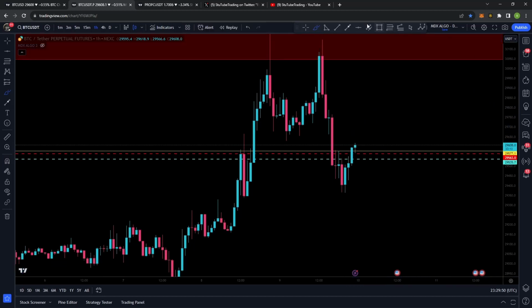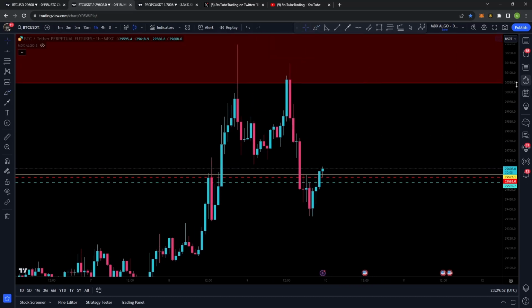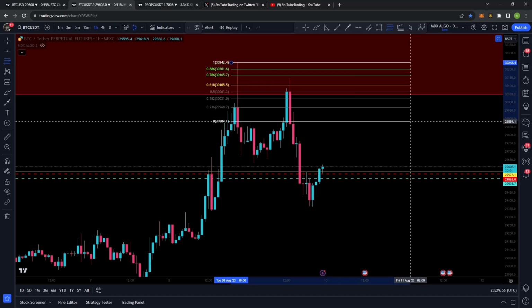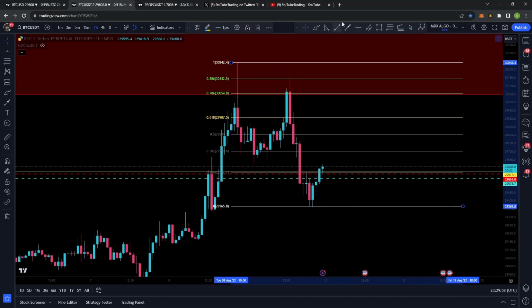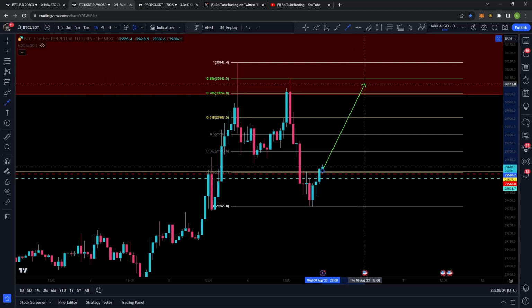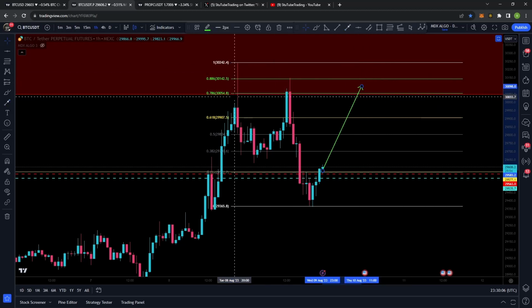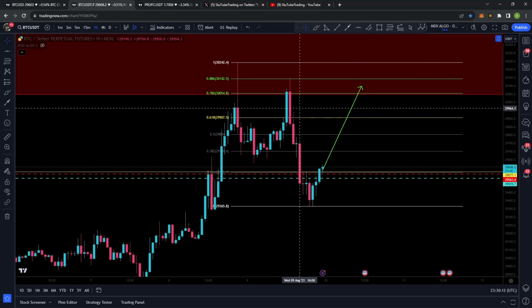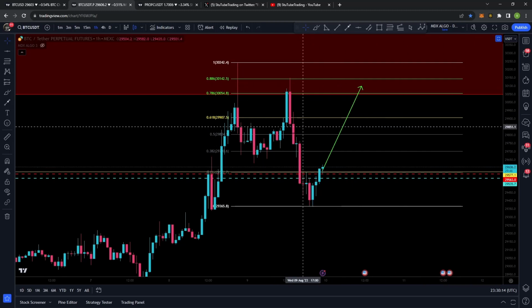So maybe we're already going to test up a little bit higher. If I was looking for some rejection points, if we are going to get a bigger pump like this, I'd be looking at more the 786, 886 Fibonacci's, kind of anywhere in this general area. You guys know that's my favorite fib pocket, the 786 to 886. That goes for support, that goes for resistance. But maybe we end up getting much higher like that.